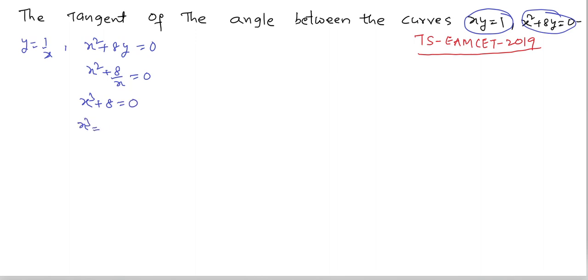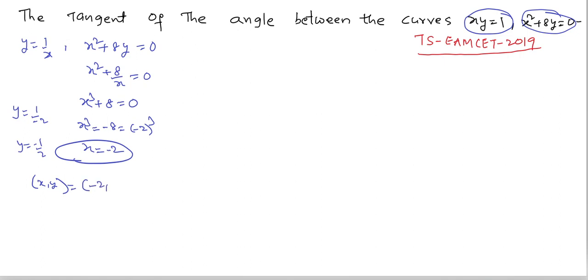x³ = -8, and -8 is (-2)³. From this, x = -2. Substituting in y = 1/x, y = 1/(-2), so y = -1/2. Therefore the point (x, y) is (-2, -1/2).